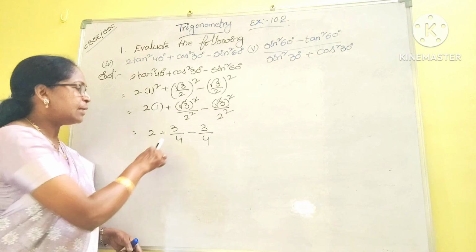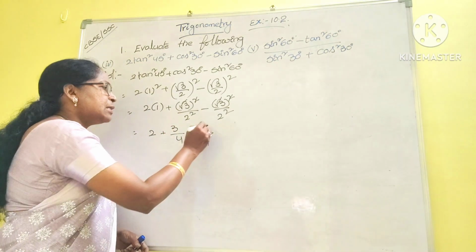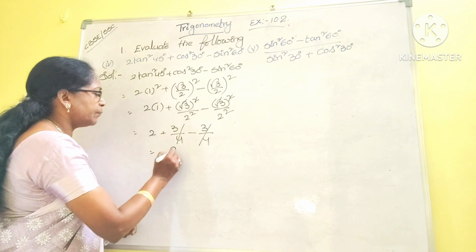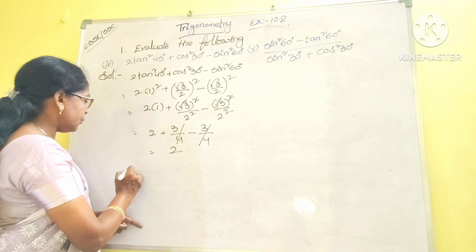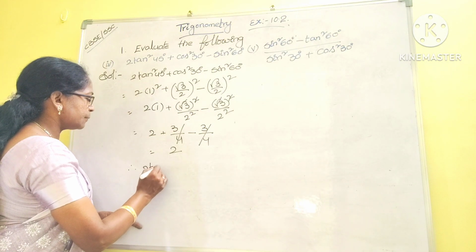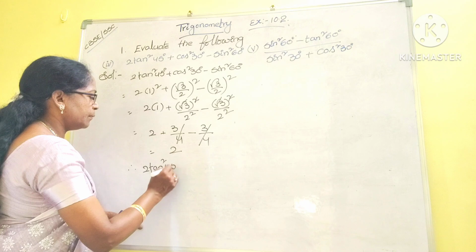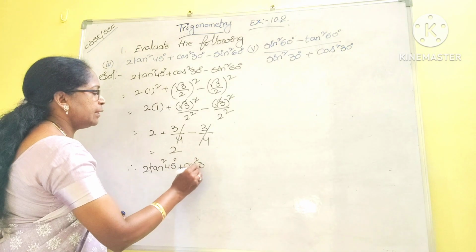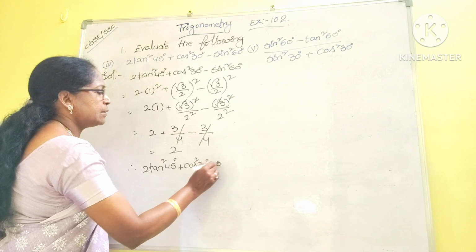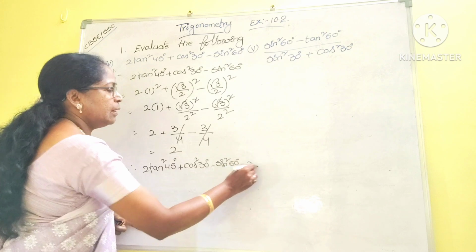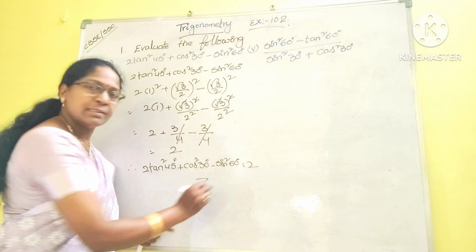Now you can cancel the terms. Plus 3 by 4 minus 3 by 4, both will be cancelled. The answer is 2. Therefore 2 tan square 45 degrees plus cos square 30 degrees minus sin square 60 degrees equals 2. This is the answer.